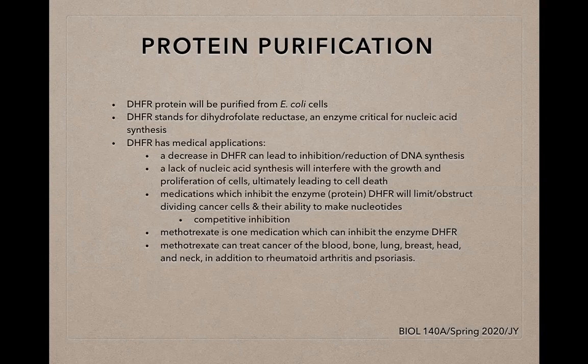There are certain medications that can be prescribed, and these medications can directly inhibit DHFR, therefore inhibiting the ability of cancer cells to make nucleotides. This is done through competitive inhibition. One medication is methotrexate. Methotrexate can inhibit DHFR, therefore it is used to treat cancers of the blood, bone, lung, breast, head, and neck. In addition, methotrexate is commonly prescribed for treatment of rheumatoid arthritis and psoriasis.